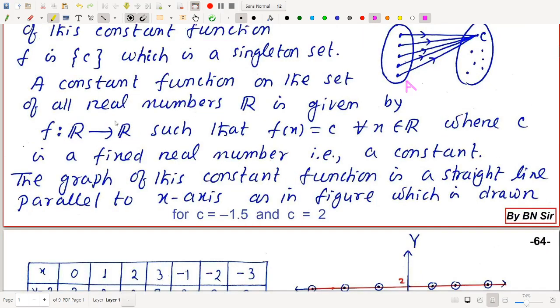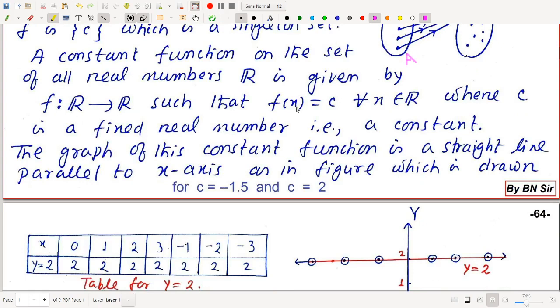And on the set of real numbers, if we again define the constant function, this is a function f from R to R such that f of x equal to c for all x belongs to R, because we shall concern with only functions on the set of real numbers, where c is a fixed real number, and fixed real number means constant. That's why the name is constant function.